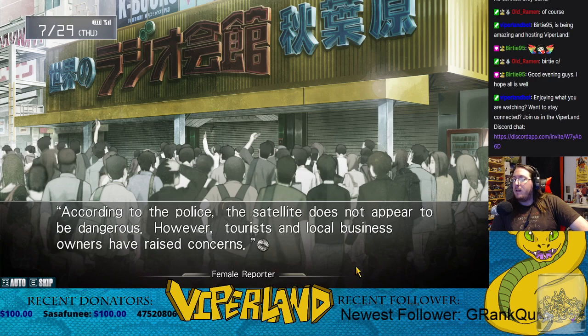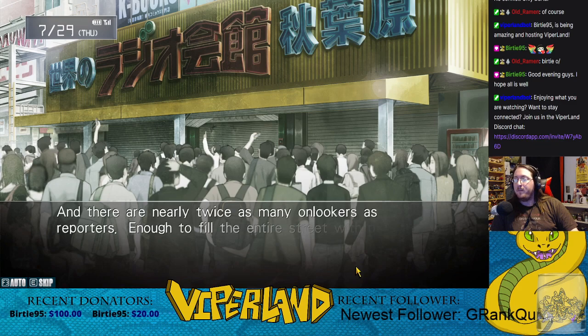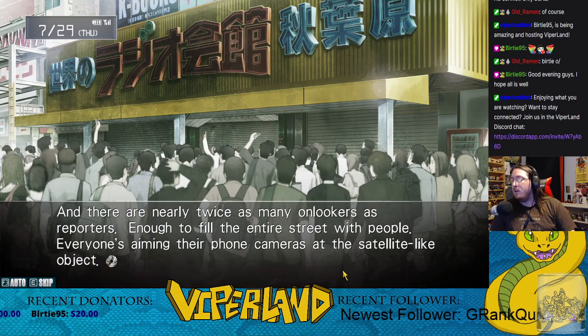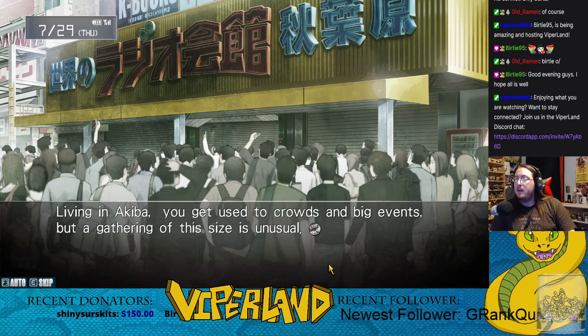According to the police, the satellite does not appear to be dangerous. However, tourists and local business owners have raised concerns. Yeah, the media has dozens of cameras set up outside of the police line. And there are nearly twice as many onlookers as reporters, enough to fill the entire street with people. Everyone's aiming their phone cameras at the satellite-like object. So many people. Living in Akiba, you get used to crowds and big events, but a gathering of this size is unusual.